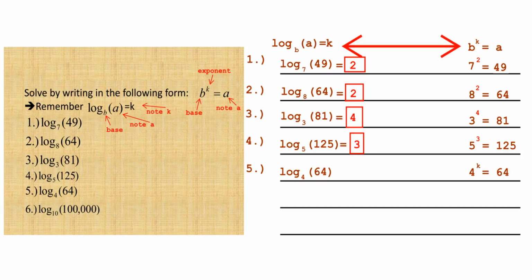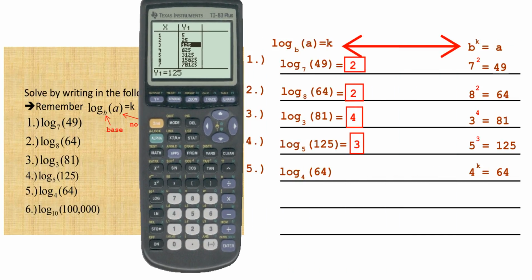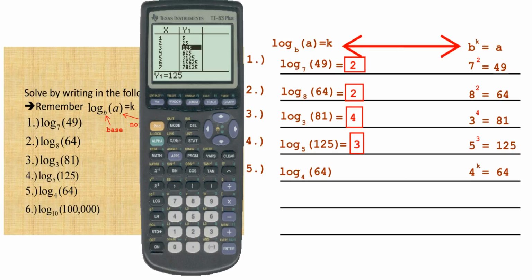There we go. 4 to the k equals 64. How many times? 4 times 4, 16. 16 times 4, 64. You get the drift, right? Or we can try real quick on a calculator as well. Once again, we've learned our technique, so let's use it.